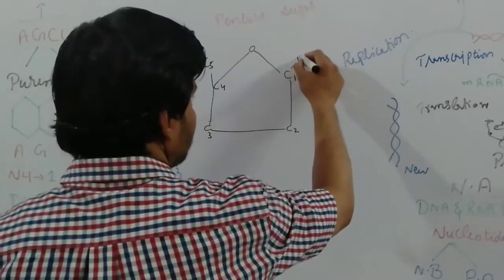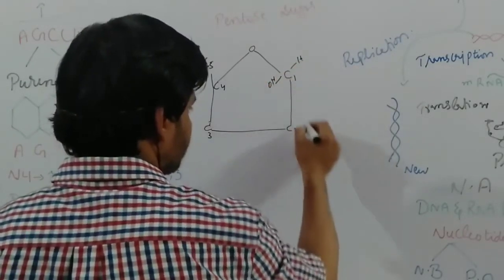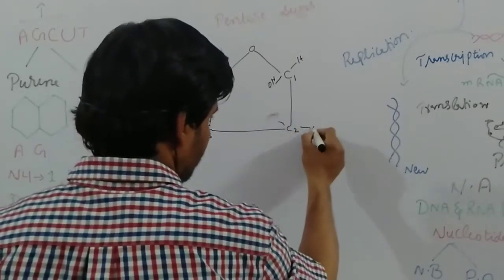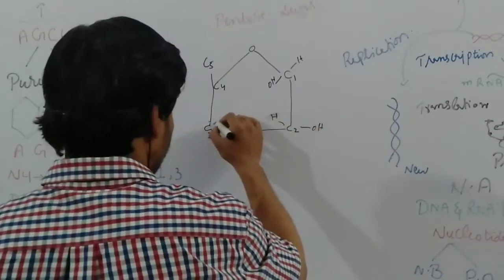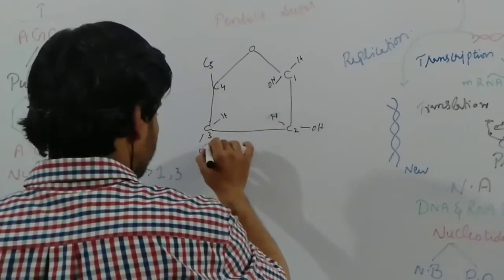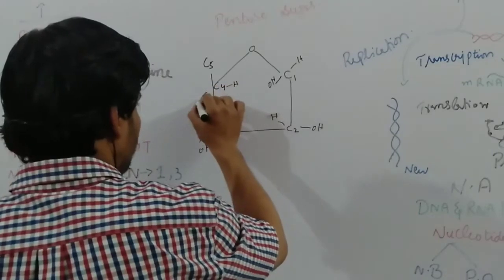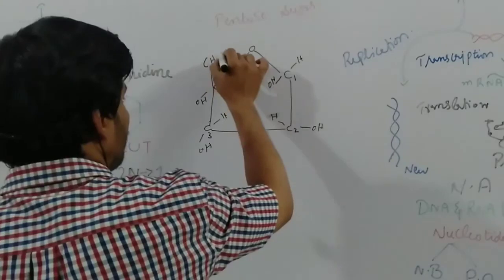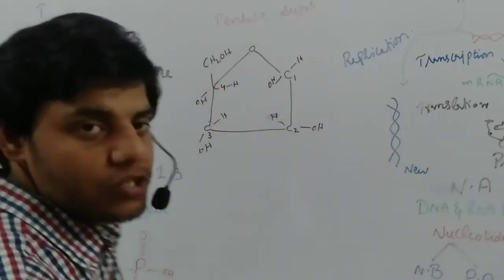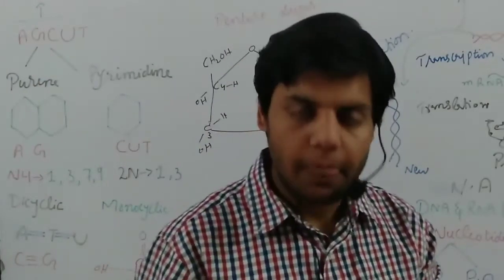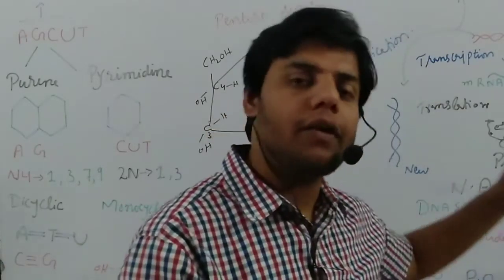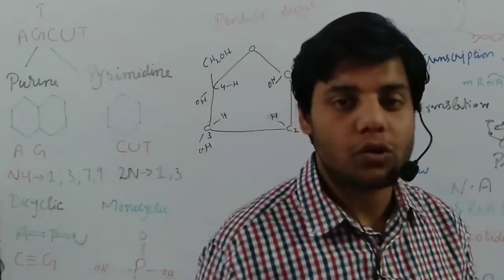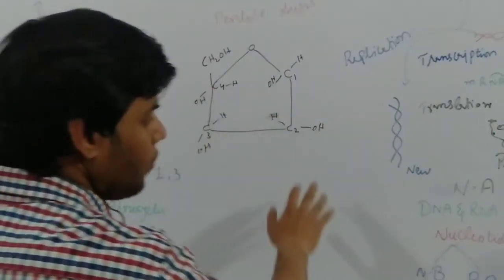And they have OH, OH, and here is CH2OH. So this is the complete structure of the pentose sugar. Inside the DNA we have this pentose sugar. Inside the RNA we also have a pentose sugar, but different. We'll talk about that later.